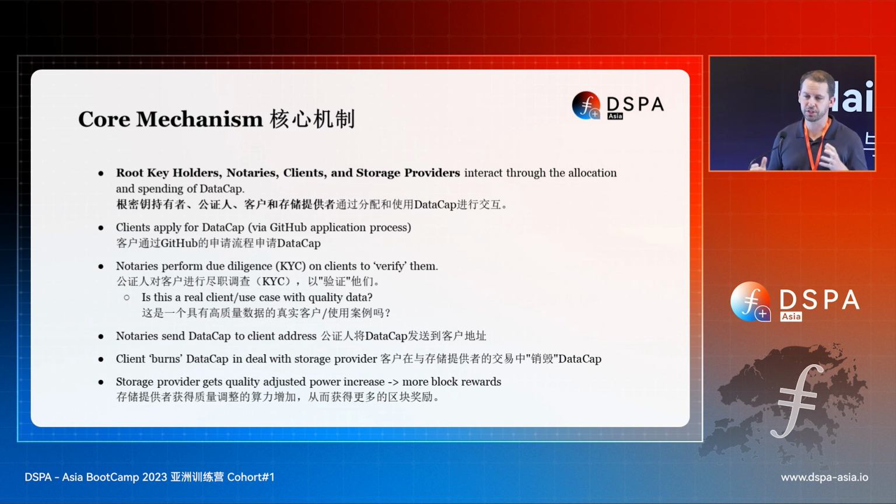Depending on the size of the application, you might require one or maybe two notaries to say, okay, yes, I approve. Once they approve, there'll be a small allocation of data cap that will be sent to the client address. The client then has the data cap available with their address. They essentially burn the data cap in a deal. When they send the deal to the storage provider, they burn the data cap, and the storage provider receives the data cap. And then they receive the adjustment in the power for their block rewards, more block rewards essentially. So this is the flow of Filecoin Plus.